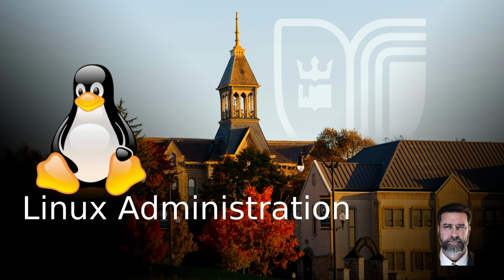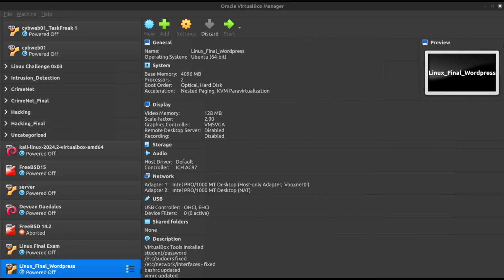So we're looking at Unix and Linux administration. This is an oldie but a goodie. We'll be installing WordPress on an old Ubuntu 18.04.4 system. So let's go ahead and get started.